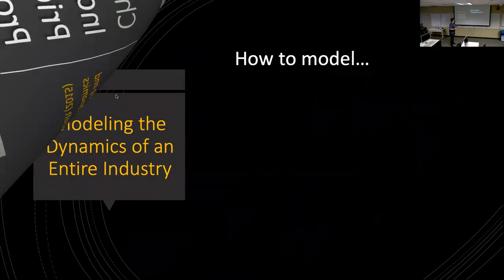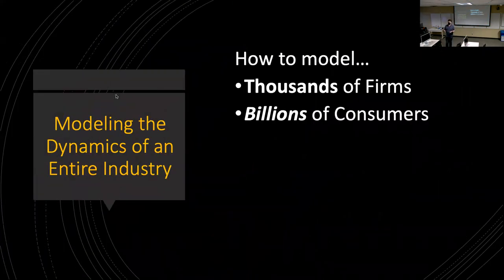So in this chapter, I like to pick this chapter because it shows the value of abstraction and what we call coarse graining. Because if we talk about modeling the entire oil industry, in reality, that's thousands of firms, billions of customers. And so you might think that in order to really capture all of the features of those things, you might need a really gigantic model, modeling everything.